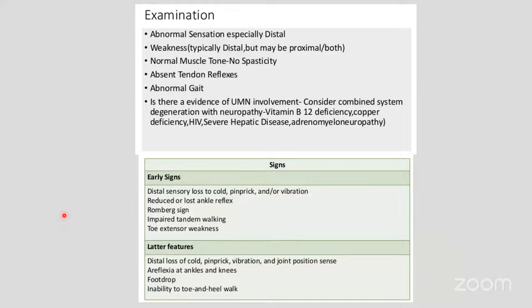Certain signs which are important are early signs may be distal sensory loss to cold, pinprick, or vibration, reduced or lost ankle reflex, Romberg sign, impaired tandem walking, toe extension weakness, and later features are digital loss of cold, pinprick, vibration sensation. It reflects a foot drop and ability to walk involved.